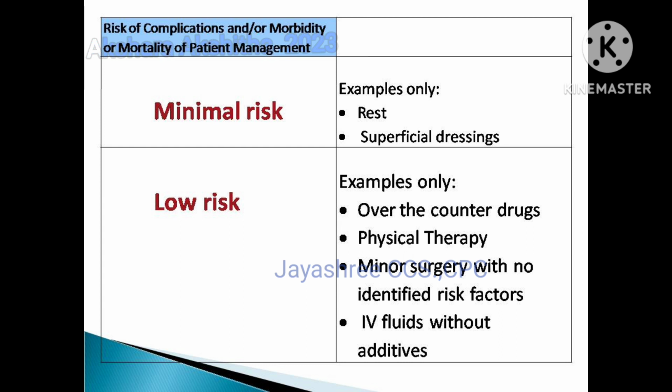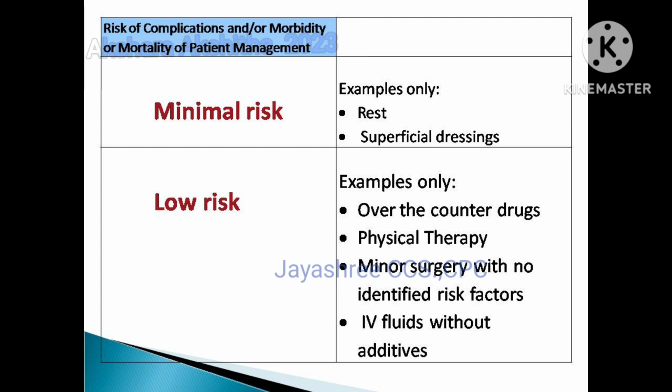If the patient is taking only OTC drugs, then that point we can consider low risk. If the patient is only taking normal saline for 1 hour, that will be low risk. So like this, if any of the points is matching in our medical record, then we can consider it as that particular risk. So within these 4 points, we can consider this low risk.